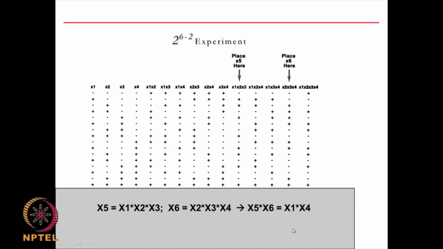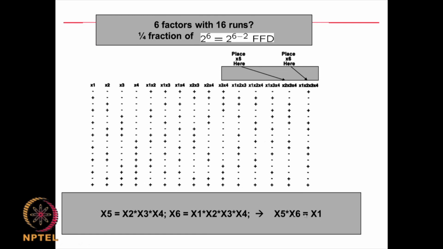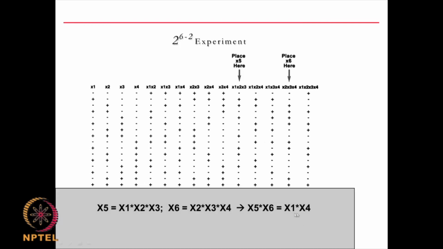This is a resolution 4 design. No problem. Whereas the earlier one becomes a resolution 3 design. So it's a good idea to put your x5 here, and it's a good idea to put your x6 here. Do you understand? Do you understand how to go about creating such a design?